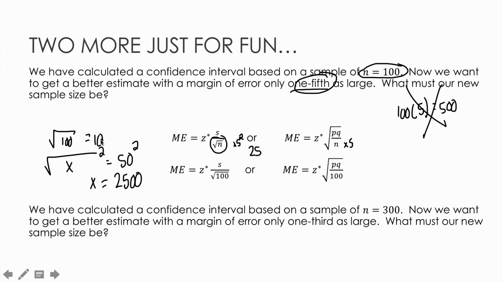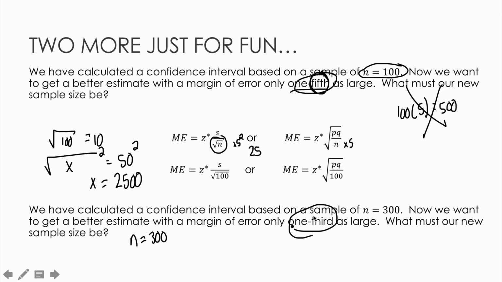Now that's all well and good, but what if I give you something like the square root of 300, which doesn't come out to be a nice whole number? Then I have to deal with decimals. So really the easiest way to think about it is to say, well, I know that whatever number they give me here is going to be square rooted. So in this case, I'm saying 1/3 as large. So right now n is 300, and I want it to be 1/3 as large.